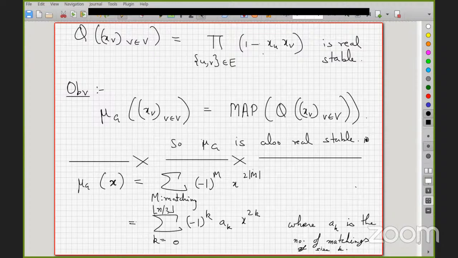So maybe the only thing remaining is substituting x squared equal to y. You have to make x squared a new variable y. Something like that. I think that just goes through. I might have to change a little bit here.